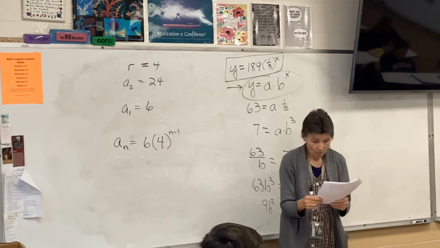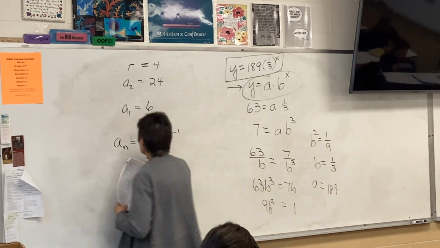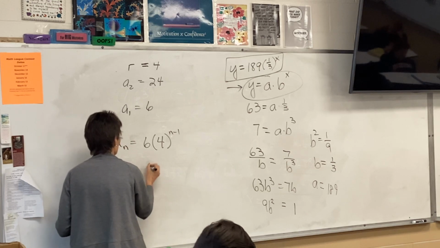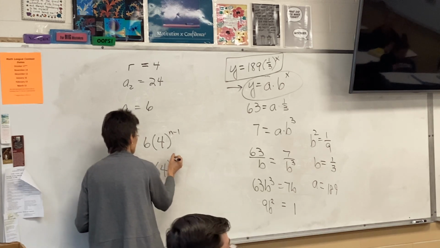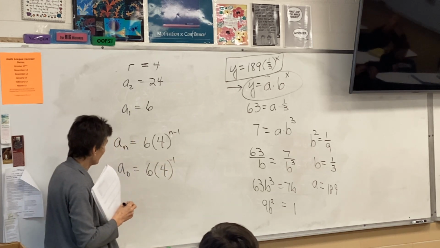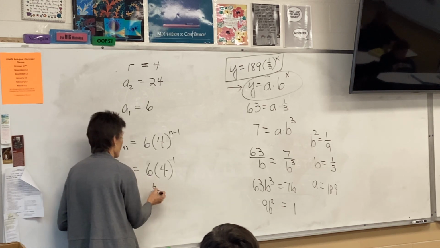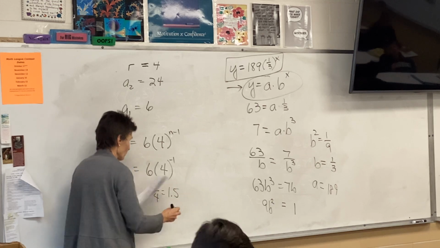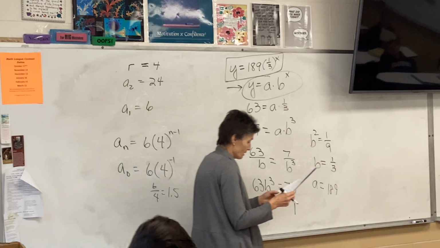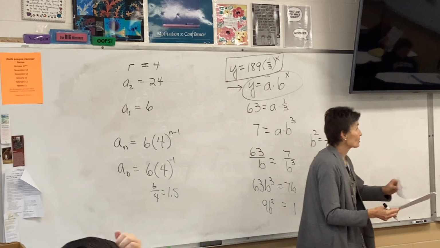Oh wait, no, I need a y-intercept. Oh yeah. So if I put a 0 in there, I need the y-intercept. So if I put a 0 in there, is that gonna give me 1.5? 6 over 4. Yeah, there we go. Yep, that one works. So it is C. Thank goodness.